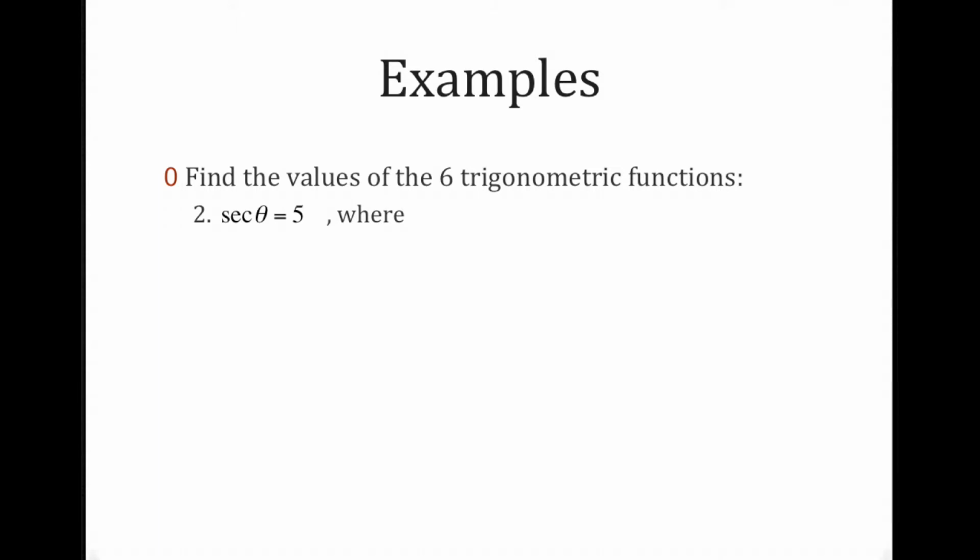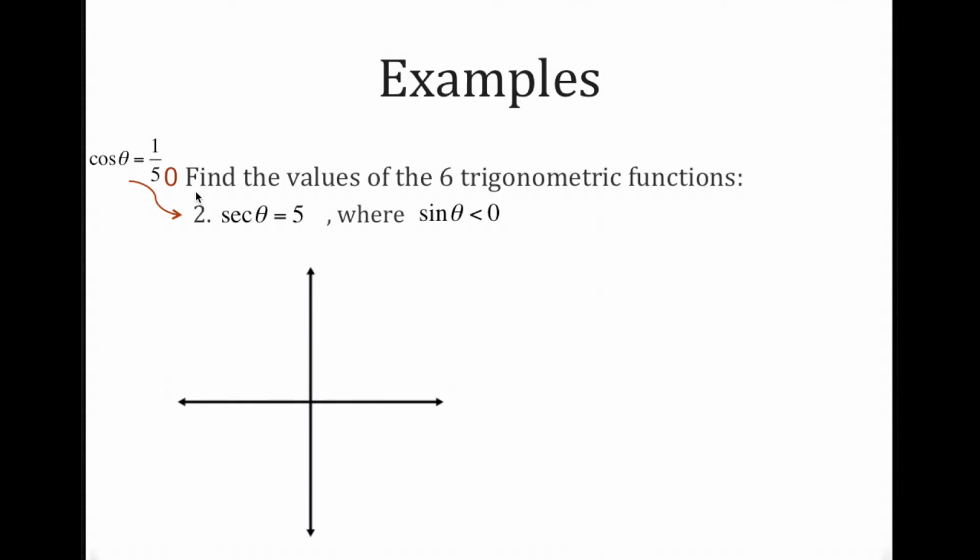Again, the 6 trig functions given the secant. Ooh, what's secant? Keeping in mind though, now I say here's my other restriction, my second restriction, excuse me. My second restriction. And keeping in mind the cosine is 1/5, right? Cosine means reciprocal of secant. Secant is reciprocal of cosine. Again, I know that means that the cosine is positive.